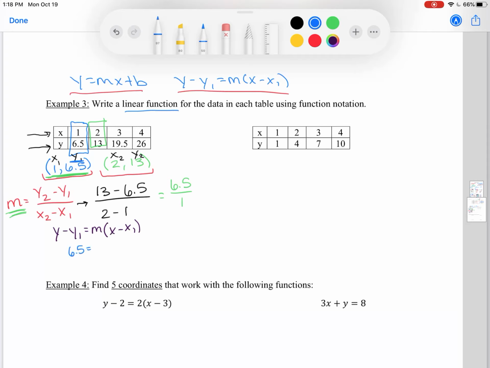And just like last unit, all I'm doing is replacing the values I just found. So your y1, again, you just labeled it, it's going to be 6.5. Your m you just found, which was also 6.5. And then your x1 was 1. So when I ask you for a linear function, and I give you this as an answer, it does count as a linear function because at the end of the day, it's in point-slope form, and if I were to graph that, I would create a line. Okay?